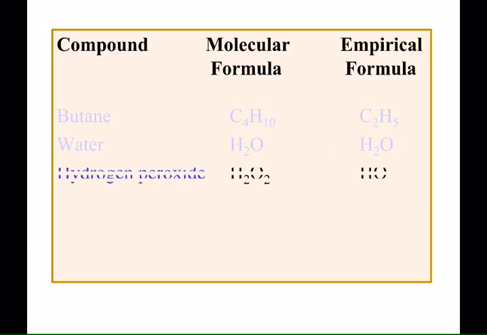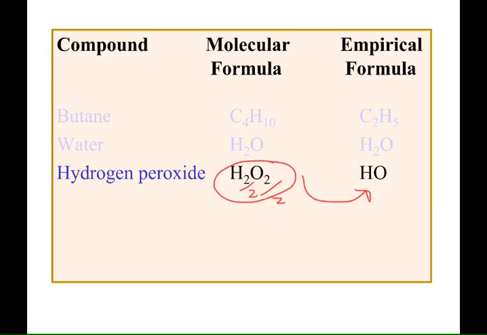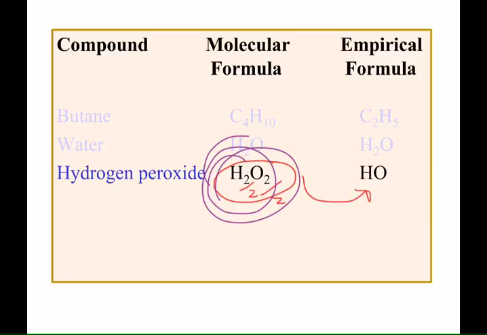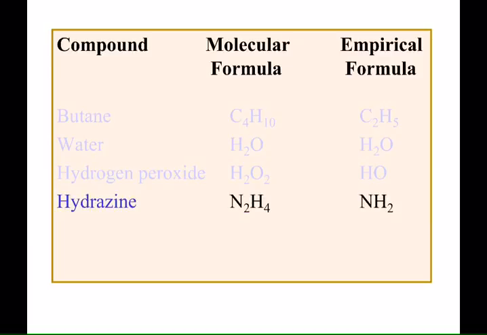Let's see what you think about hydrogen peroxide. Call this the Santa Claus molecule, empirical formula, I guess. So notice that we can divide by 2 for each of these and get 1 for each. So H2O2 and HO are giving the same relative number of atoms of hydrogen and oxygen, but I will tell you this is the real deal and this is a reduced form. All right, hydrazine. Can you see how that works?